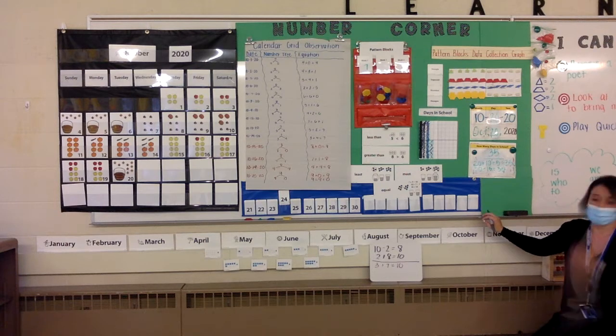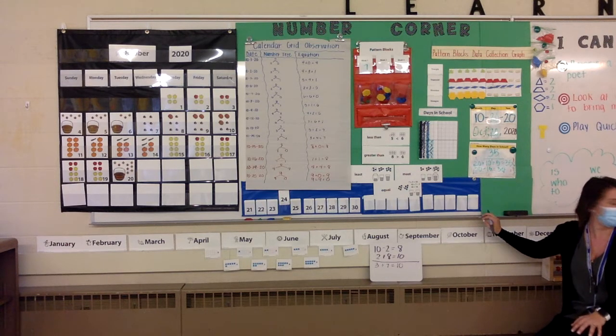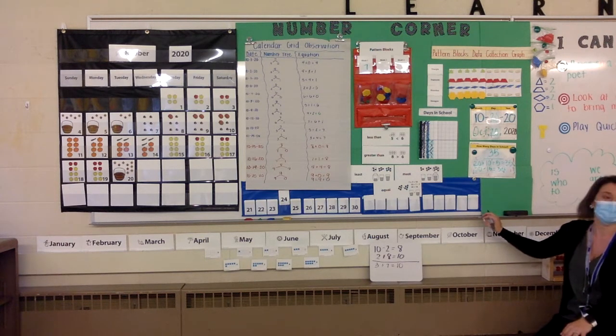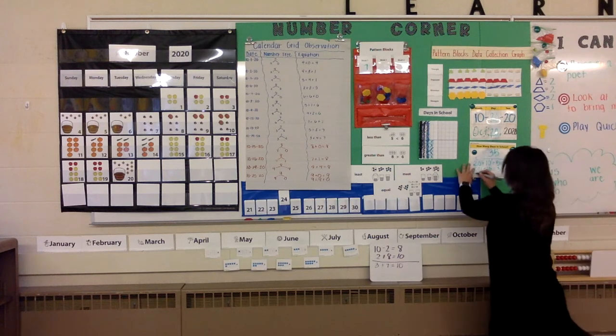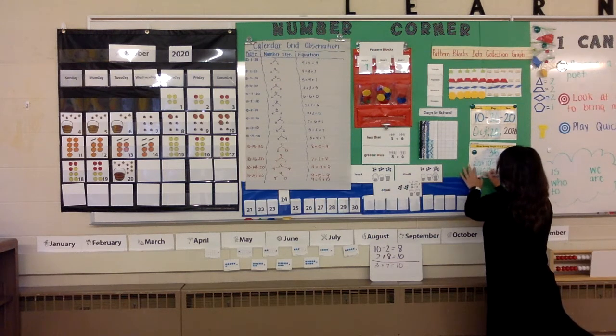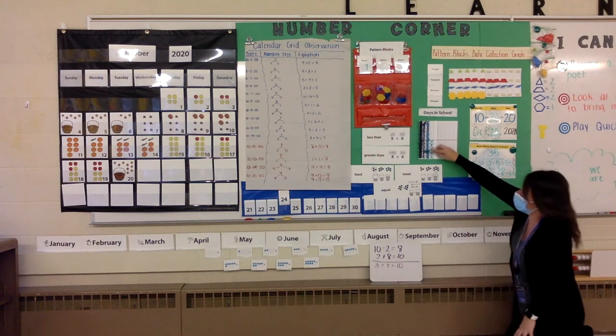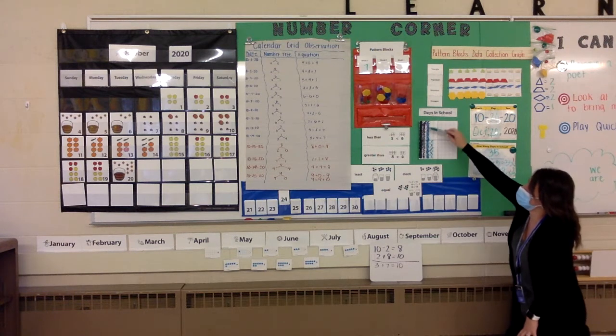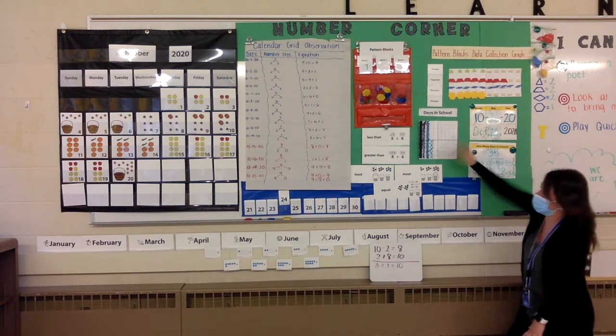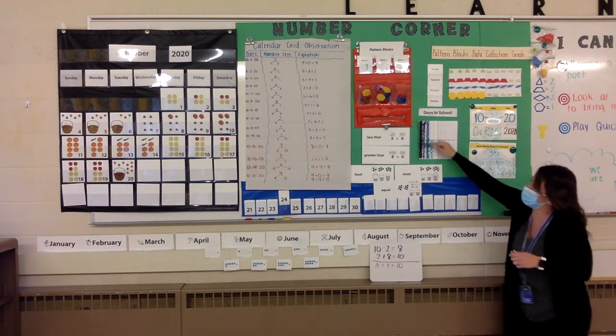Does anyone have another math equation? Let's do one more. Gavin? 10, 20, 30, 5. 10, 20, 30 plus 5 equals 35. So count with me. 10, 20, 30, 35. What is the group of 10 called again?